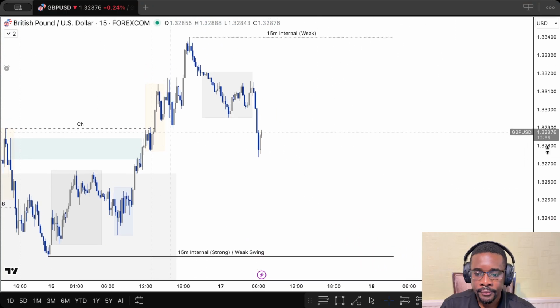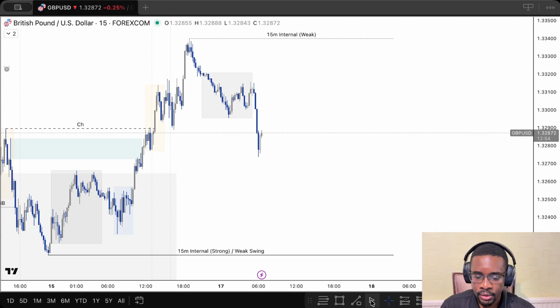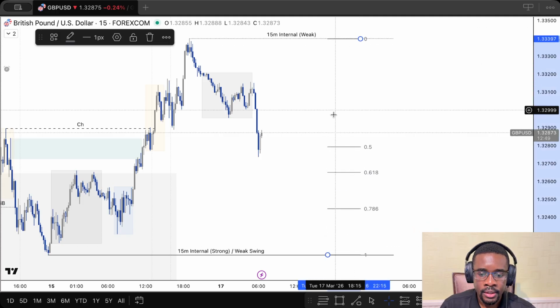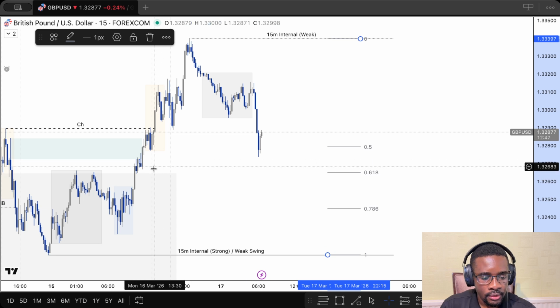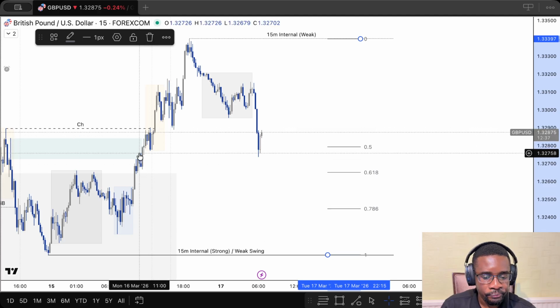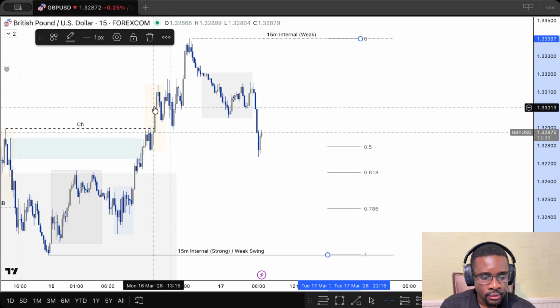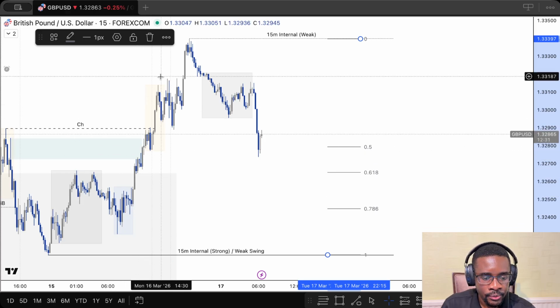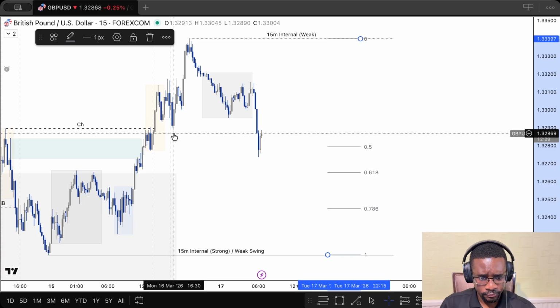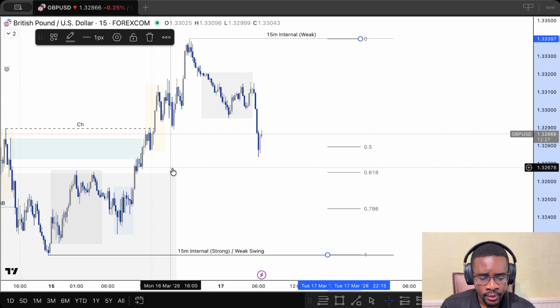So price is pulling back. We are expecting price to mitigate discounts. So this was decisional right at the equilibrium. This is where we had the break of structure. So we had a break. Then we're looking at that.